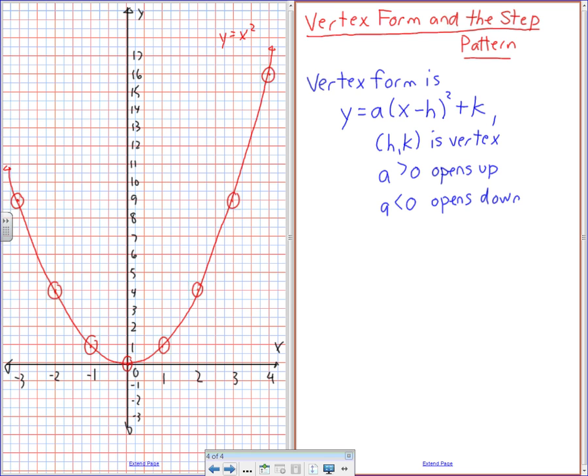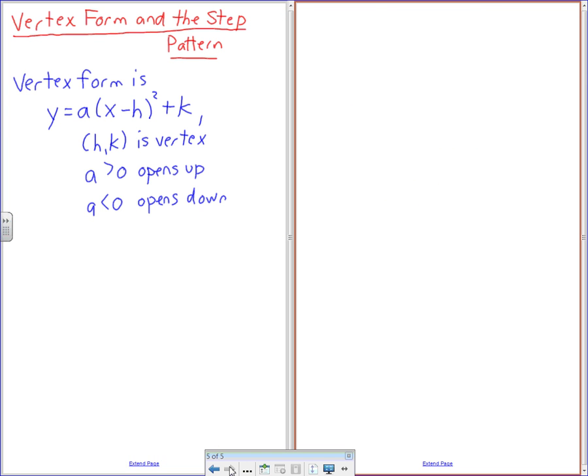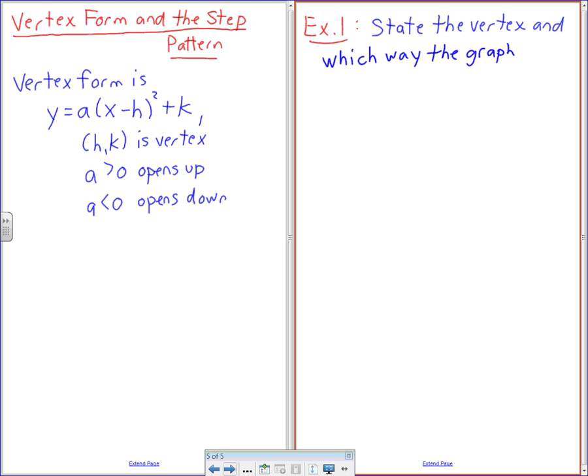So I'm going to do a few examples here to make sure life is good, then we'll come back to that picture. Example 1. State the vertex and which way it opens. Okay, so y equals 3(x minus 2) squared plus 4. So we'll do the first one as a class, and then we'll get you guys to try here. Okay. So it says y equals 3(x minus 2) squared plus 4.